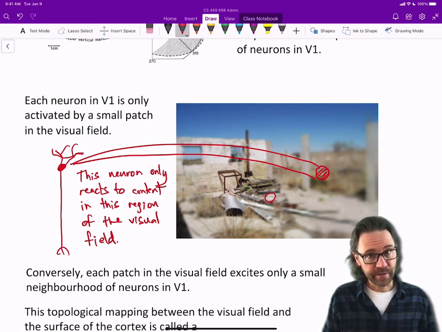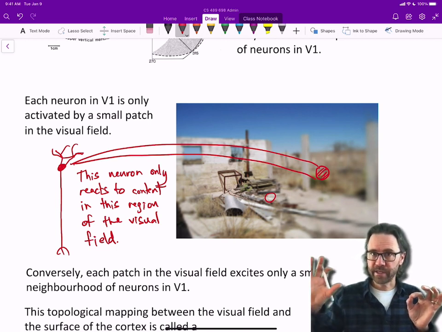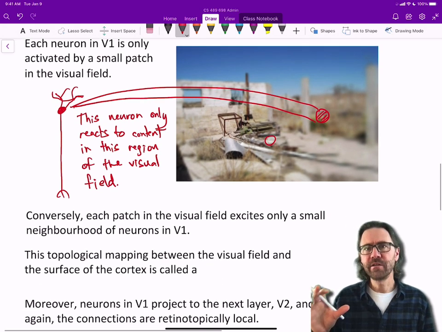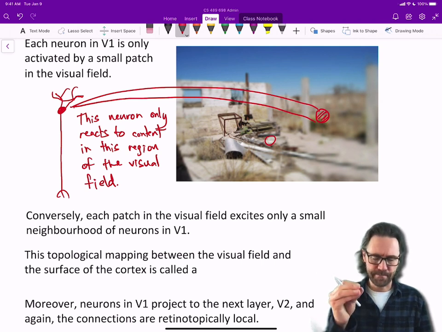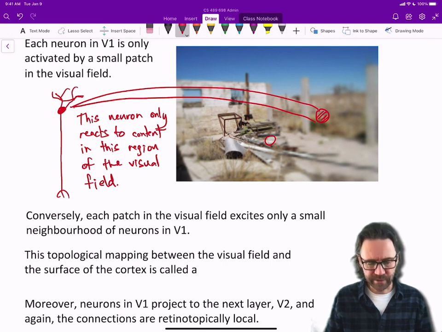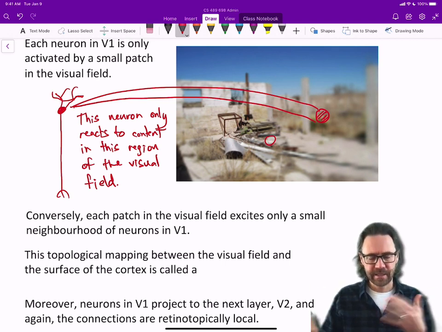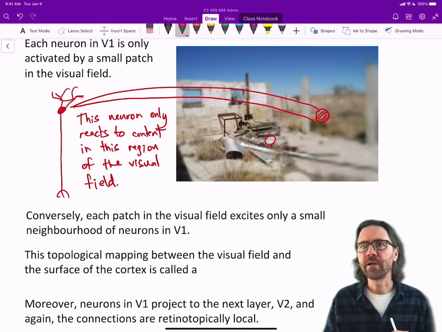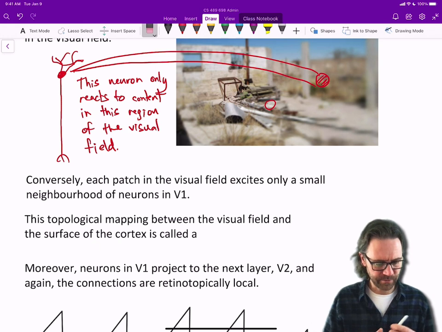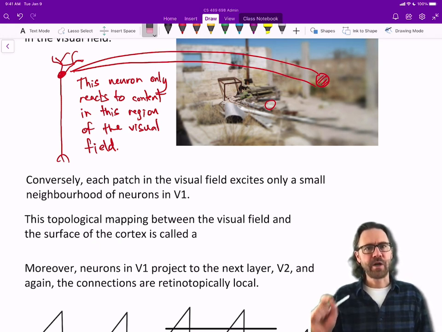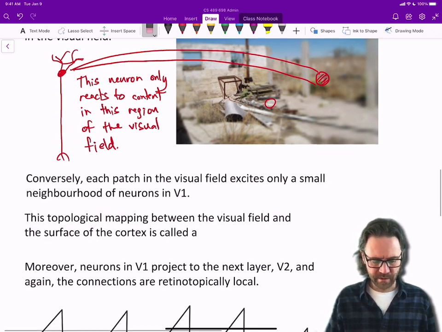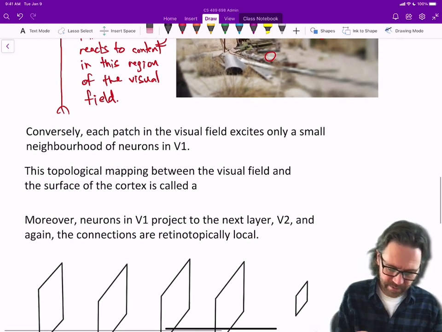Okay, so each neuron is only excited by a small region of the visual field. Conversely, each patch in the visual field only excites a small neighborhood of neurons in the primary visual cortex. So the mapping goes both ways, and I'll allude to that a bit more soon. This topological mapping in the visual system has a name. It's called a retinotopic mapping.